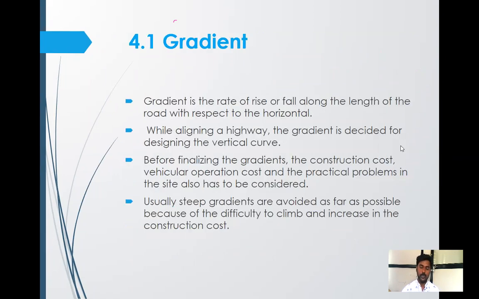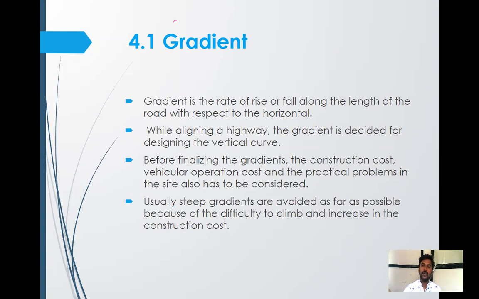The first point is the gradient. Okay, in the vertical curves, we need to understand the gradient first. So what is meant by the gradient? Gradient is nothing but the rise or fall along the length of the road with respect to the horizontal level. Okay, there may be a rise, there may be a fall. That is called the gradient.